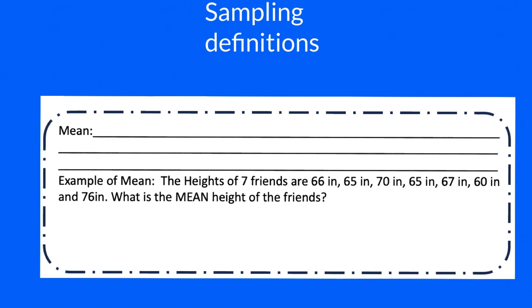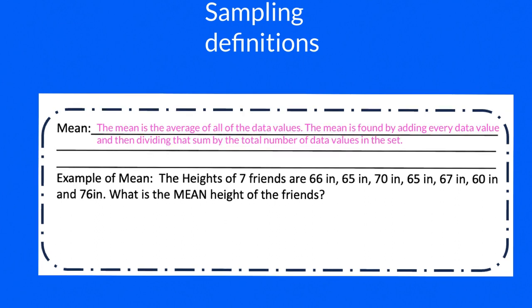In this video, we're going to talk about some sampling definitions. The first thing you need to know when we're talking about a sample is the mean. The mean is the average of all the data values in a set.